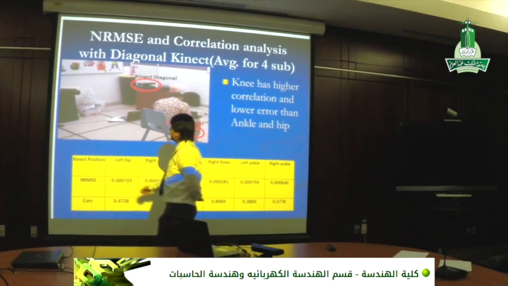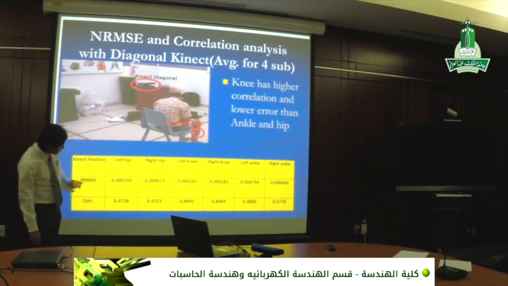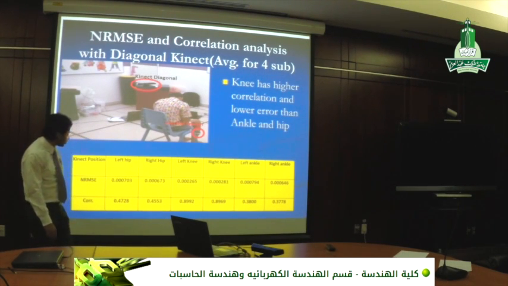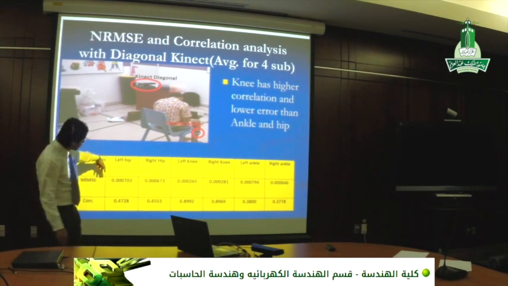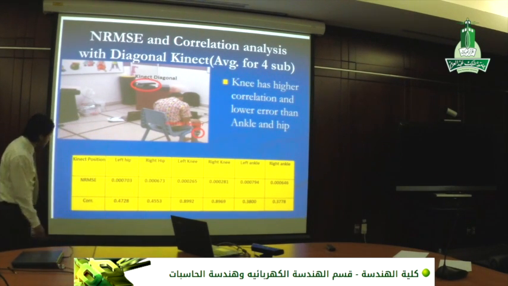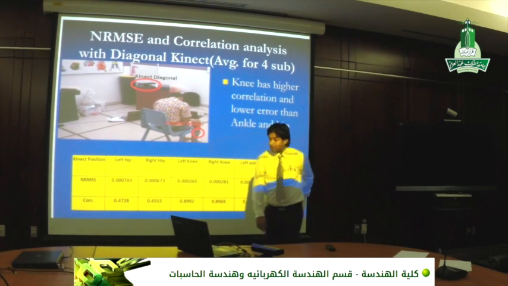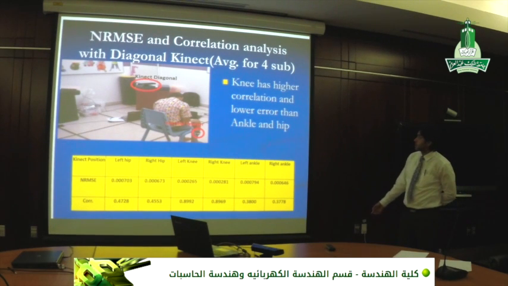This study, for the diagonal Kinect, came out of the blue while we were discussing and were not moving anywhere forward with the front and side Kinect. Dr. Morfic said, why don't we try with the diagonal, let's see what happens with the values. After trying that, we found that the correlation values were very high for the knee and lower for the left hip and right hip, and similarly for the left and right angles. The normalized root mean square error was also similar to the error we got from the front Kinect.